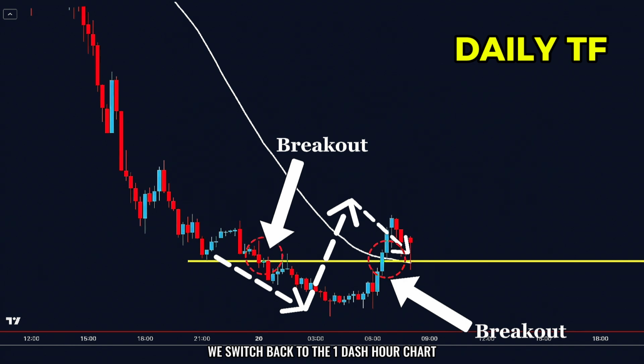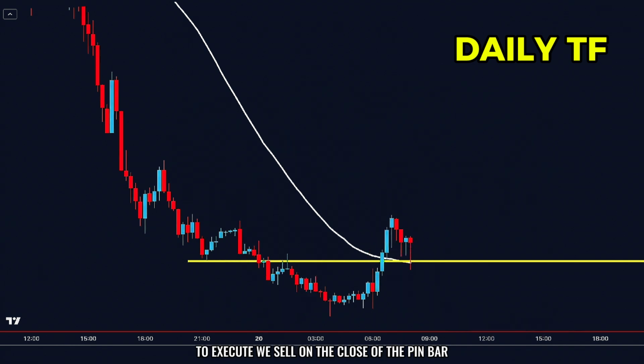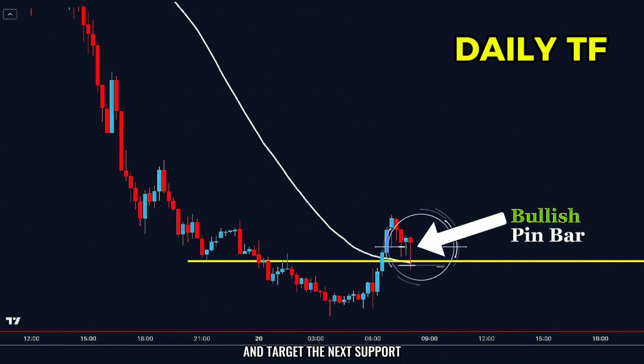We switch back to the 1 hour chart to execute. We sell on the close of the pin bar, place our stop loss above the swing high, and target the next support. The market drops aggressively, hitting our target perfectly.